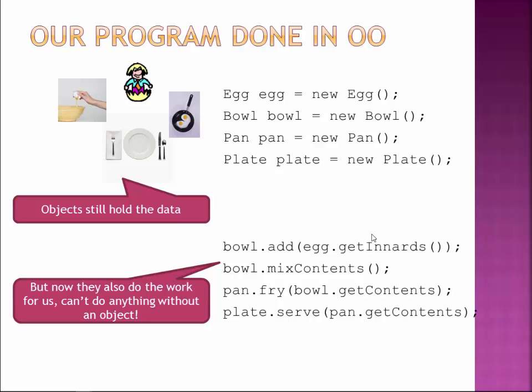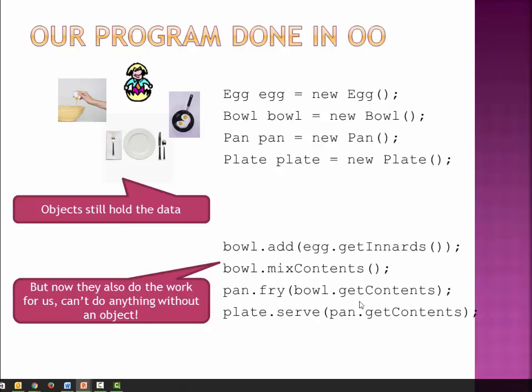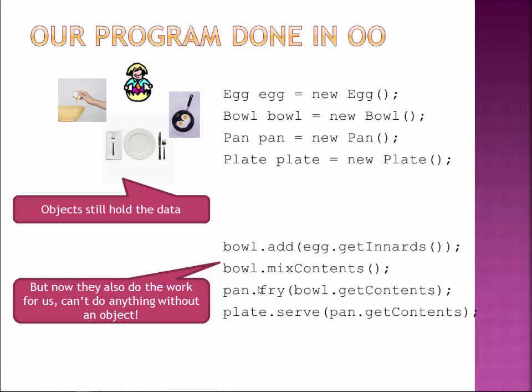Mix the contents up. And then I take the bowl, I get the contents, in the next line here, get that contents and put it into the pan. So the pan, I'm saying fry up whatever I'm going to hand to you right now. The parameter I'm going to hand to you is the contents of the bowl. And then the plate is going to serve whatever it gets handed, which is the contents of the pan.